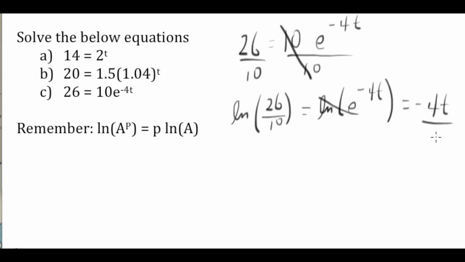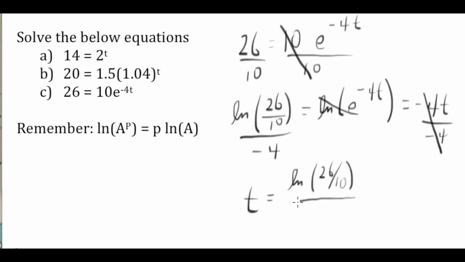So now what I'm dividing both sides by is negative 4. So t is going to be, those cancel, the natural log of 26 divided by 10 over negative 4. If you plug this into your calculator, you should get about negative 0.239. And that's the basics of how to solve exponential equations using logarithms.